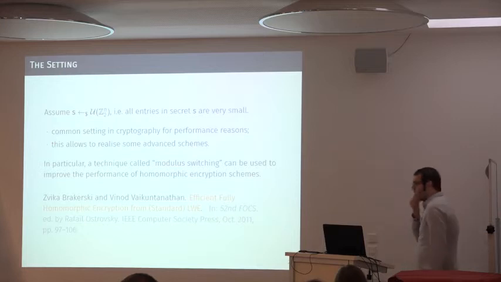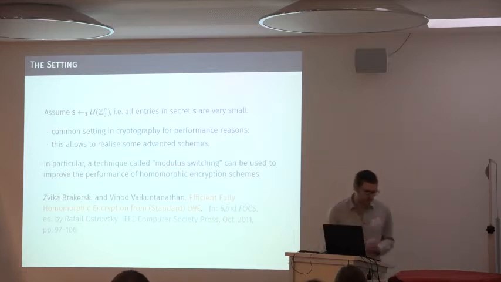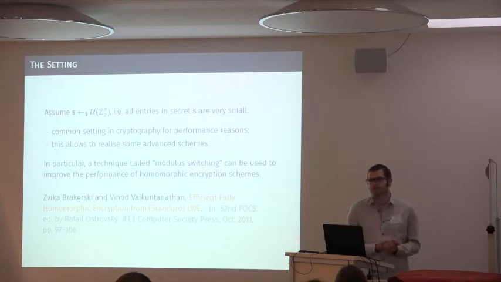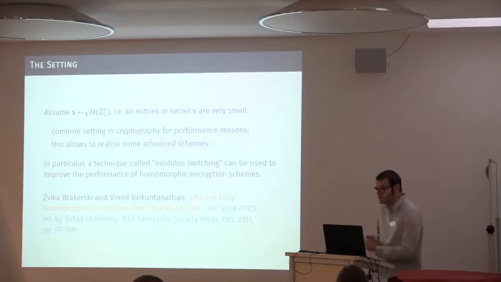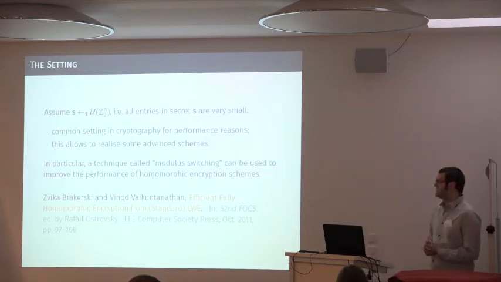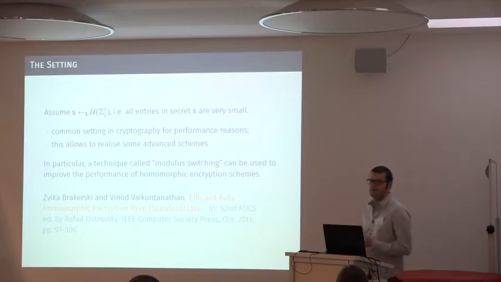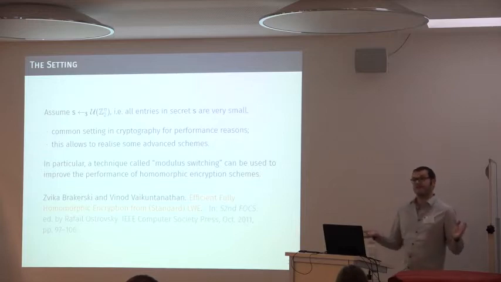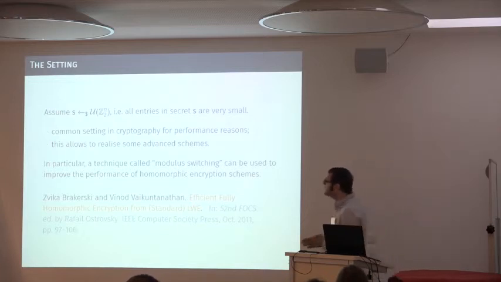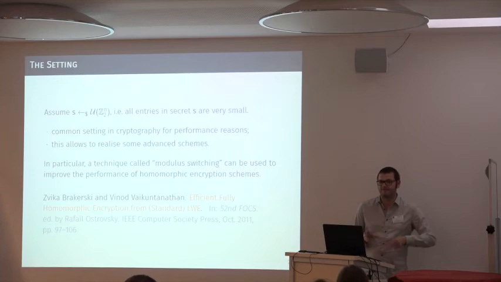Good. So a common setting in cryptography when we use the LWE problem is actually that the secret vector S is not chosen uniformly at random. Instead, we pick a very small vector. Say, we still define it mod Q, but all the components of S are 0, 1, or minus 1. And this is because A, it's a lot faster to add things than to multiply them, and B, some of the advanced features that we really like, you can only realize if you have this additional flexibility of the small secret.